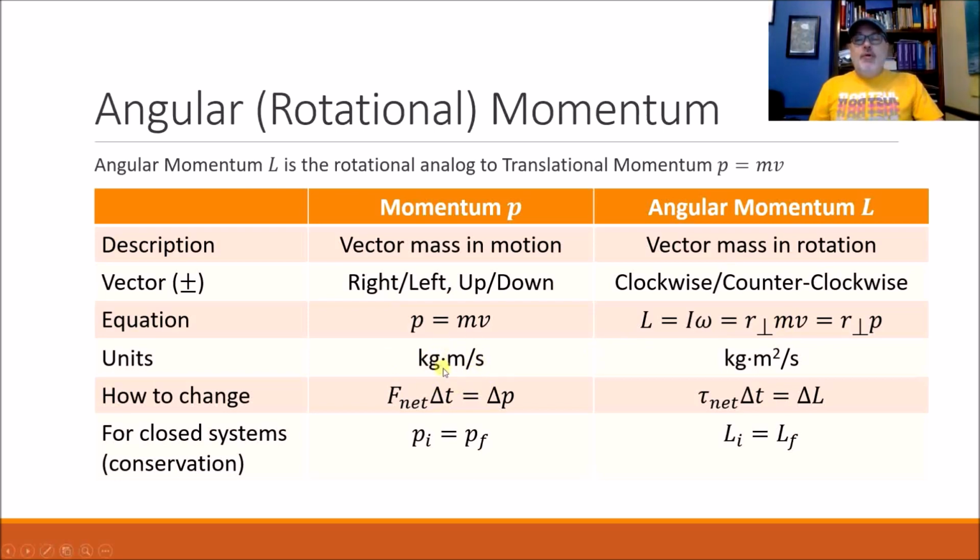The units for momentum are kilogram meters per second, and since this is just linear momentum with a radius, then all we do is add another meter. So it's kilogram meter squared per second.